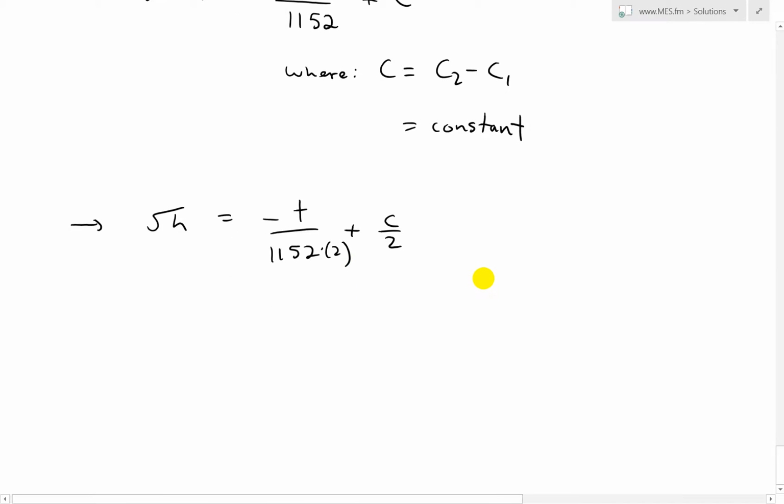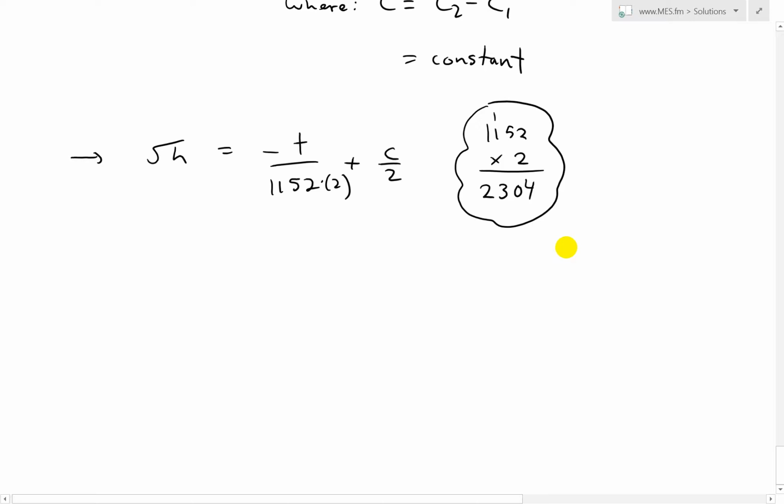And now I'm just going to again do some multiplication by hand. So 1152 multiplied by 2 is just, well, 2 times 2 is 4, 2 times 5 is 10, carry the 1. 2 times 1 is 2, carry the 1 is 3, and then 2 times 1 is 2. So multiply that by 2, and now what I'm going to do is combine this c over 2 and write that as k, another constant.